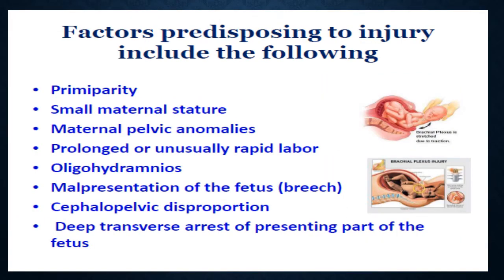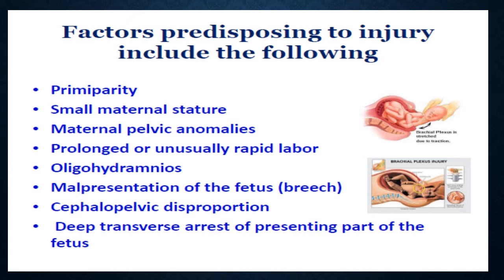What are the factors that predispose to increased risk of injury? First of all, primiparity. Of course, primigravidas are more vulnerable to birth injuries than multigravidas. Small maternal stature, so small pelvis, so cephalopelvic disproportion.